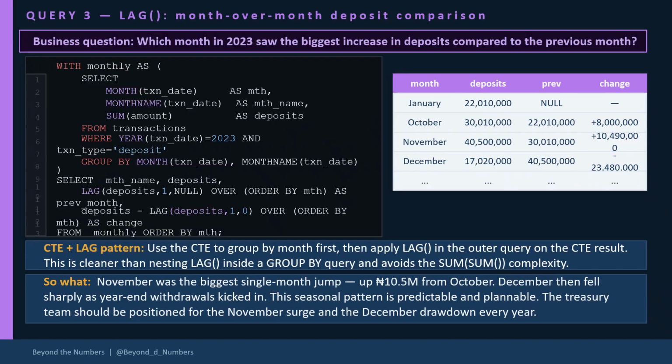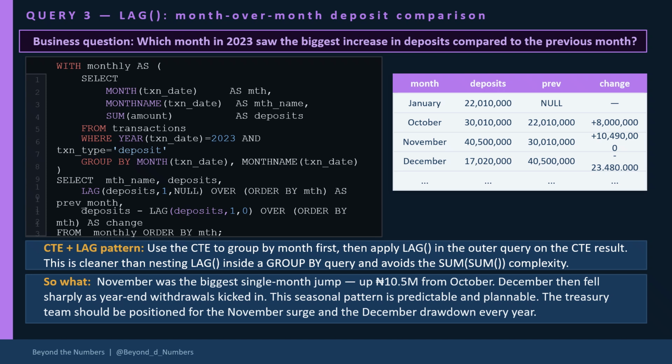The business question we have here, which is the last one: which month in 2023 saw the biggest increase in deposits compared to the previous month? Look at the structure. The query has 2 parts. The CTE called month groups deposits by month for 2023, giving us a clean table of 12 rows, 1 row per month with the deposit total for that month.